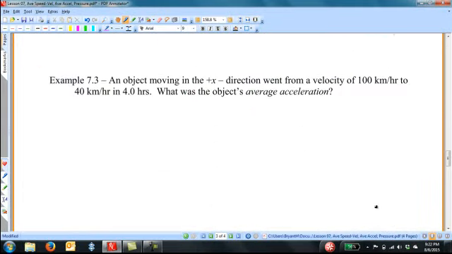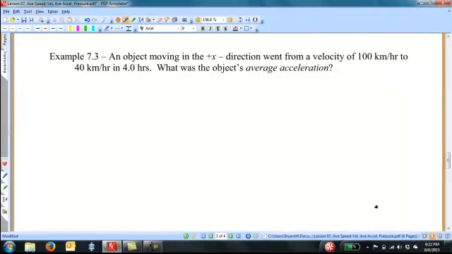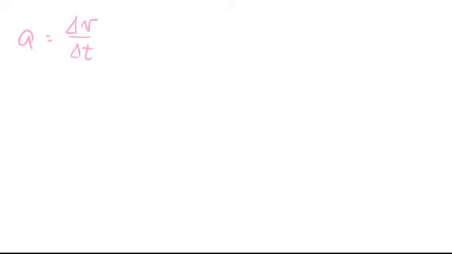Let's try another example. Example 7.3. An object moving in the positive x direction went from a velocity of 100 kilometers per hour to 40 kilometers per hour in 4 hours. What was the object's average acceleration? We begin with our definition. Acceleration is the change in velocity with respect to time. Now you'll notice that I have not put the arrows above the a and the v. I'm just going to let the signs tell me whether the object has a positive or a negative acceleration. The final velocity, which is 40 kilometers per hour, it's moving in the positive direction, minus the initial velocity, 100 kilometers per hour, divided by the time interval, which is 4 hours.